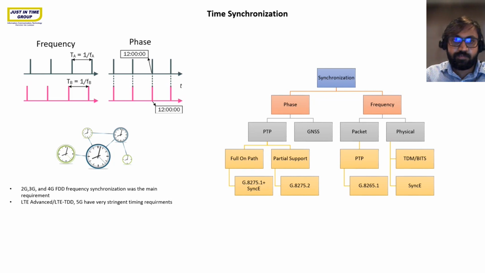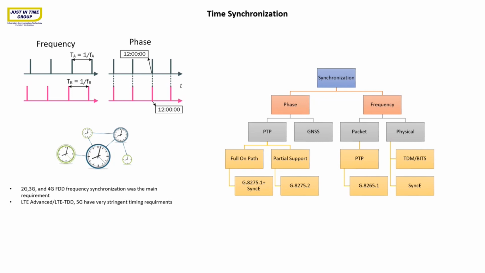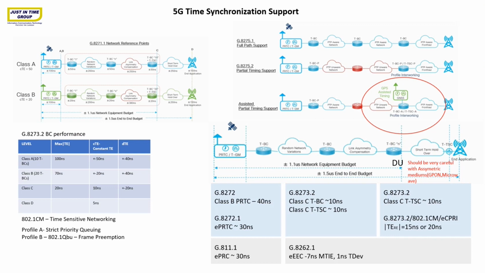So there are a lot of ways that you can do time, frequency and phase distribution in a telco transport network. There are a lot of telecom profiles defined. When it comes to 5G, compared to the previous generations, the biggest issue that you might face is that you're going to need very accurate time synchronization, I mean the time error budget, between different cellular sites.